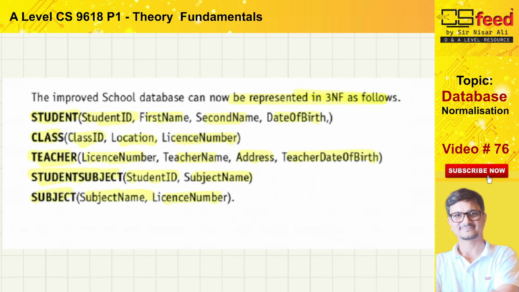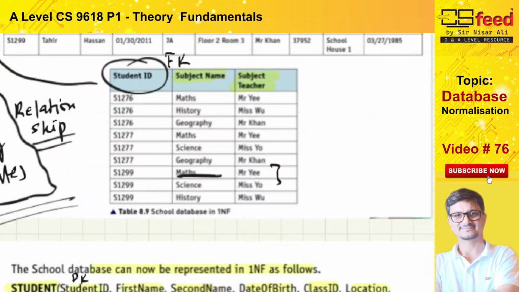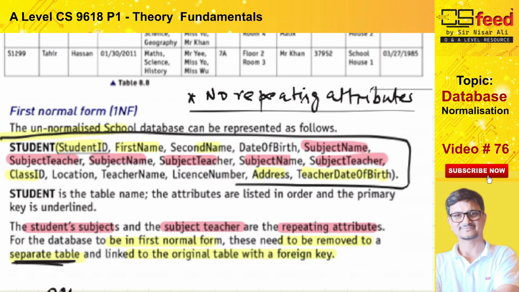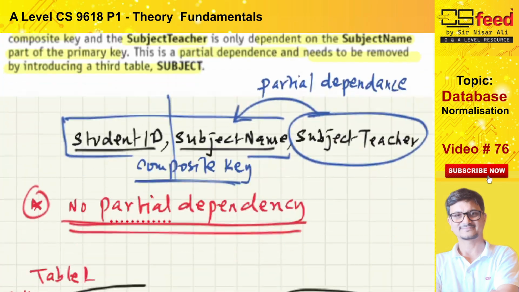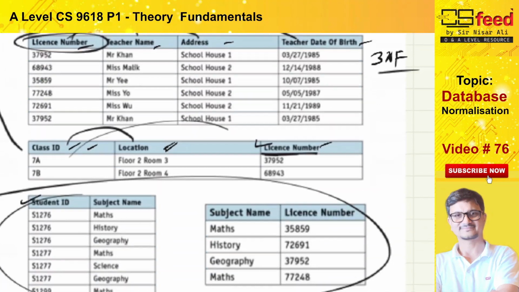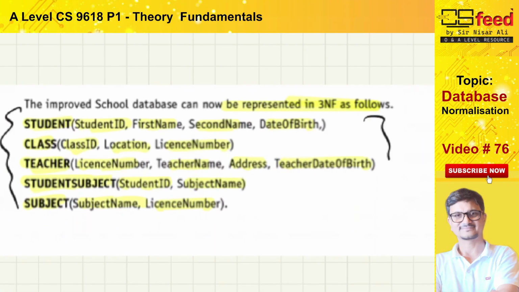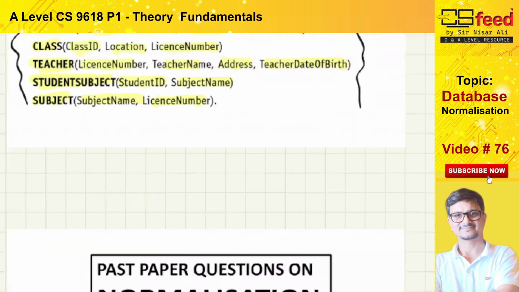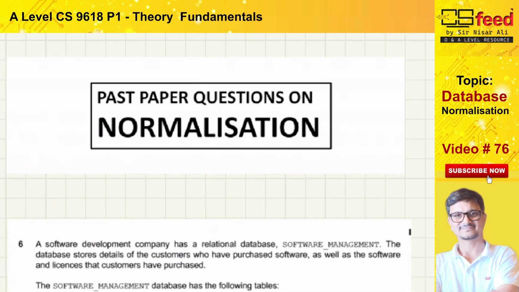So now the database, which was originally in this form, this was the non-normalized database, which is fully normalized, and it became this by the end of this whole process. So this is the fully normalized relational database. All right. I'm sure it is clear. Now let's see some questions to make things more clear.